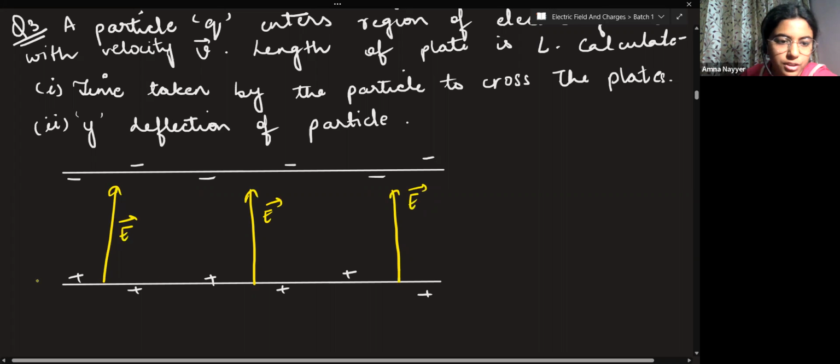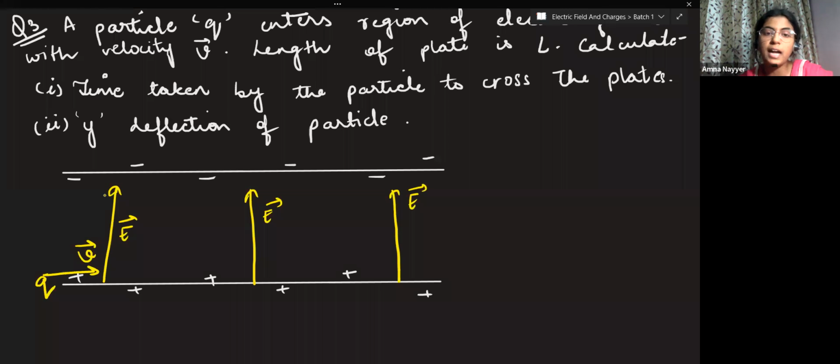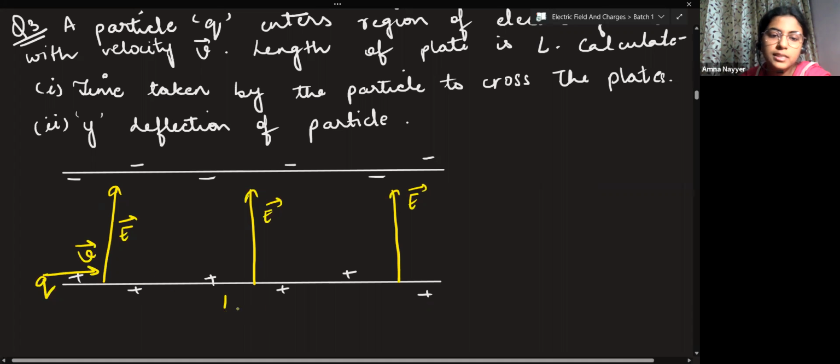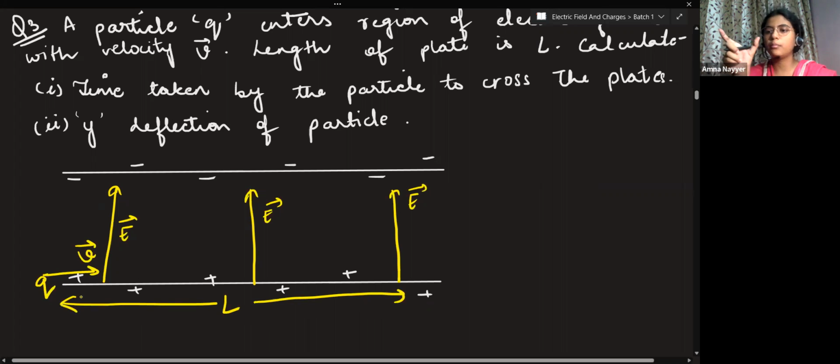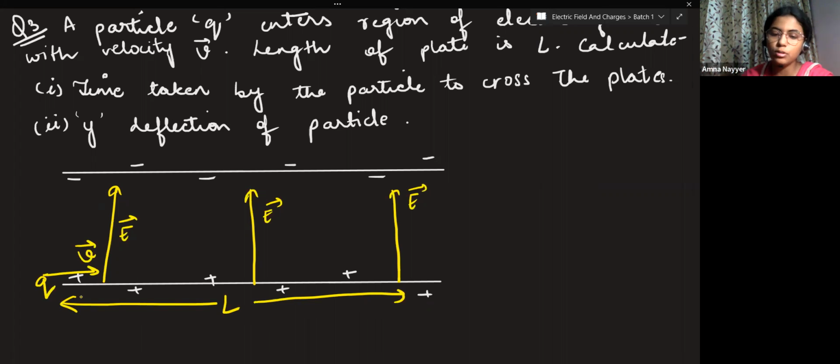Now see, a charge Q enters the region of electric field with a velocity v. So the velocity of this charge is v. Now you won't be taking the initial velocity as 0. Now it has provided you the velocity. So it has entered the region with a velocity small v. The length of the plate is L, means this is L. Similarly the length of the negative plate is also L, and the length of this positive plate is also L.